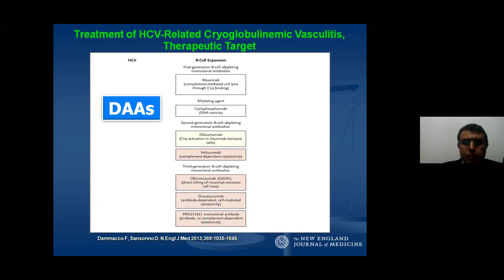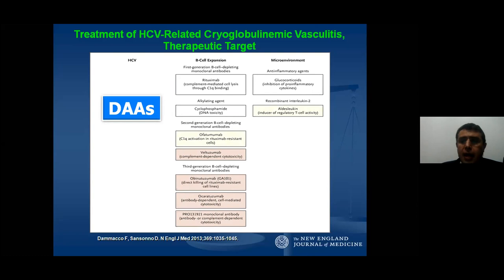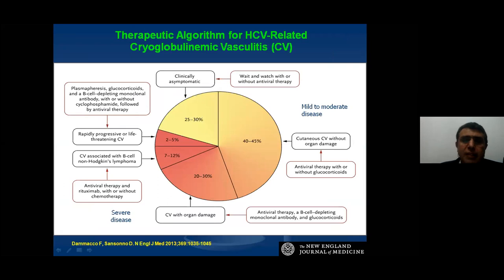But don't miss that you should give corticosteroids as anti-inflammatory agents and, of course, recombinant interleukin 2, which is aldesleukin, for regulation of T lymphocyte activity. So previously, this was the therapeutic algorithm for management of cryoglobulinemic vasculitis.